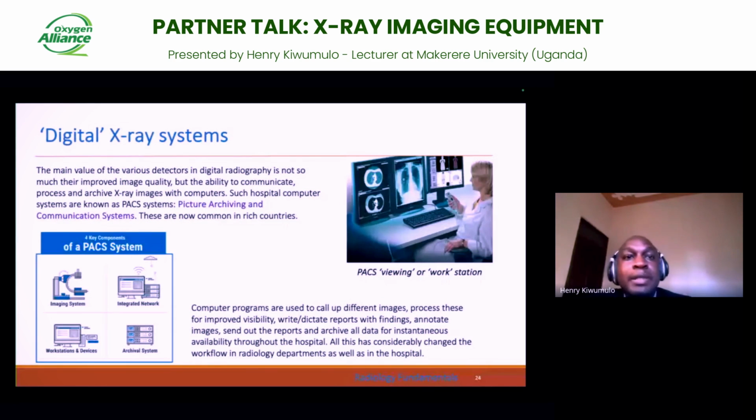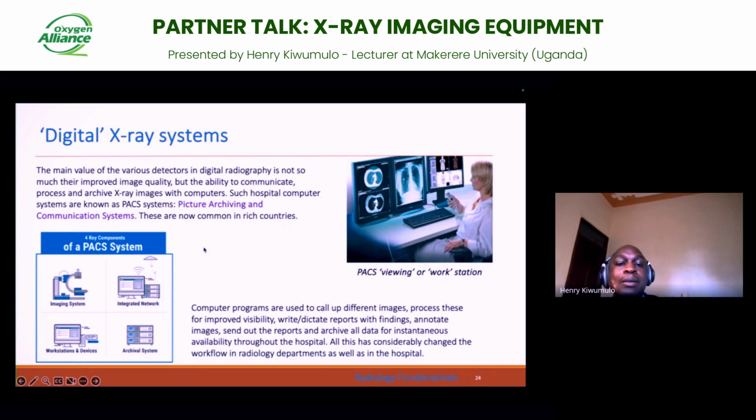Now, digital X-ray systems, in comparison to the conventional ones, have brought drastic changes, especially in the imaging world. And the main value of these various detectors in digital radiography is not so much the improved image quality, but the ability to communicate. You can communicate, you can process, you can archive images with computers. Such hospital computers are known as PACS systems. These have been known to be in rich countries, but they have come up in our low and middle income countries.